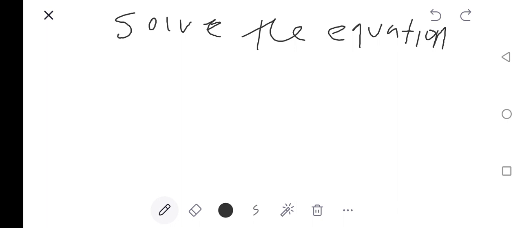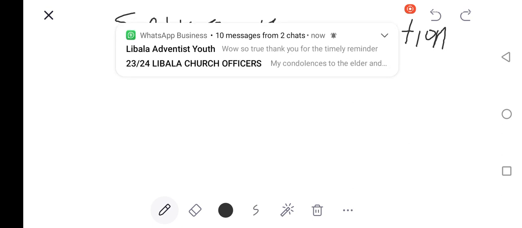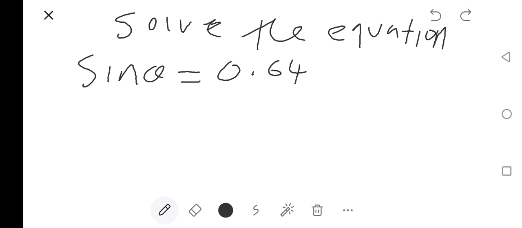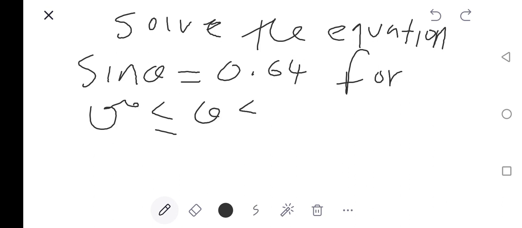Solve the equation sine theta is equal to 0.64 for 0 degrees less or equal to theta less or equal to 360. That's the only way you can understand the last statement. Copy this, ladies.